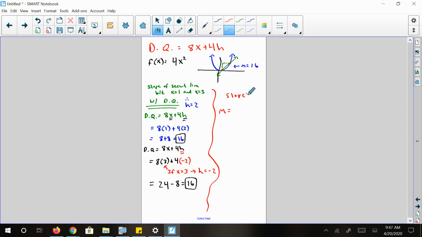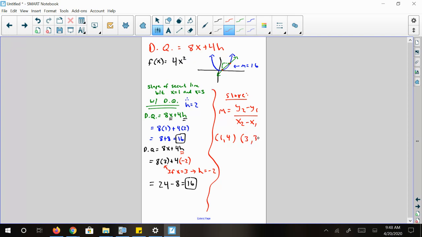doing y2 minus y1 over x2 minus x1, well, you would need to figure out y values for both of these points, okay? So let's see, if I tried an x value of 1, if I went up here to this function and plugged in 1, I'd get 4 times 1 squared. 4 times 1 is 4. Okay, and then if I used an x value of 3, well, 3 squared is 9. 9 times 4 is 36.